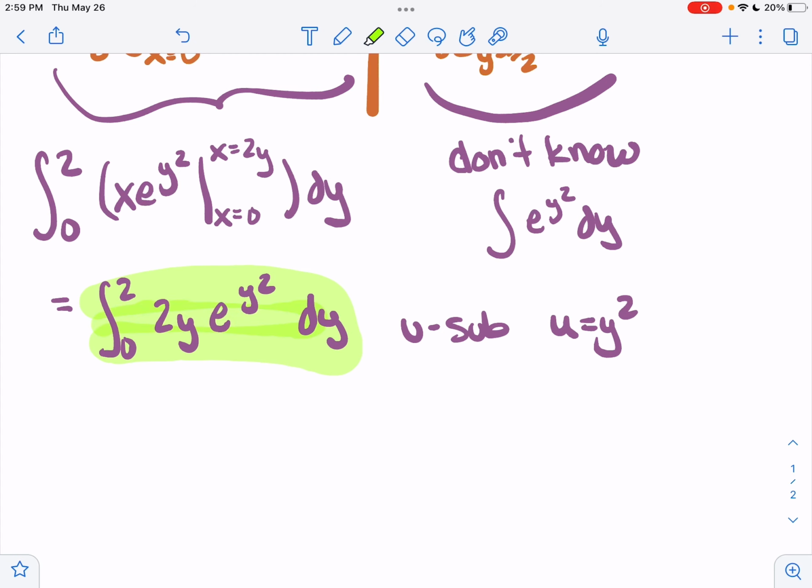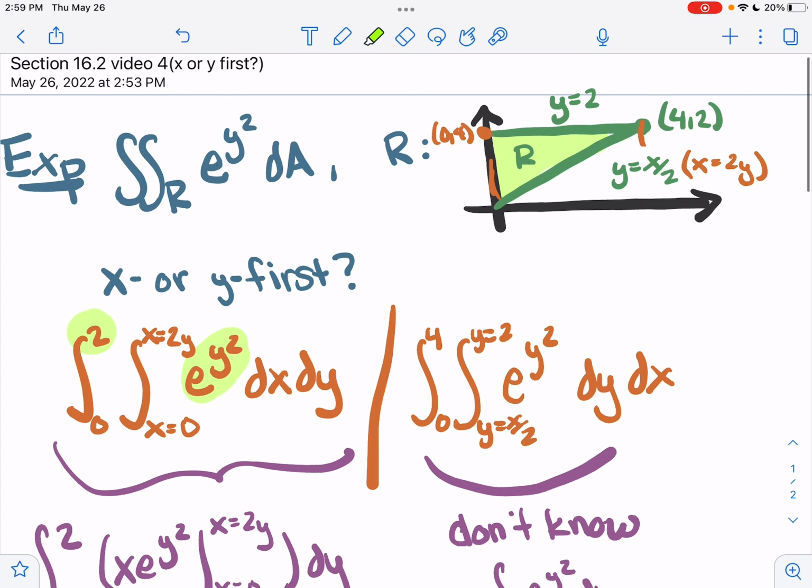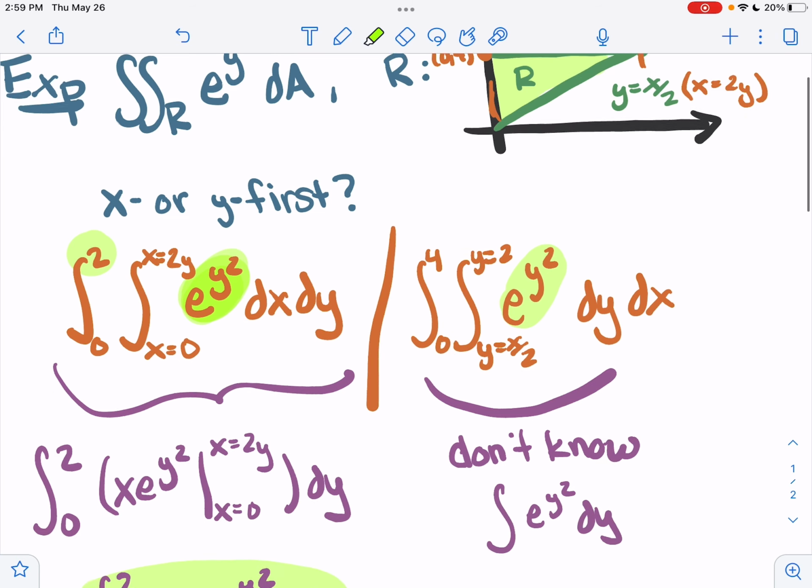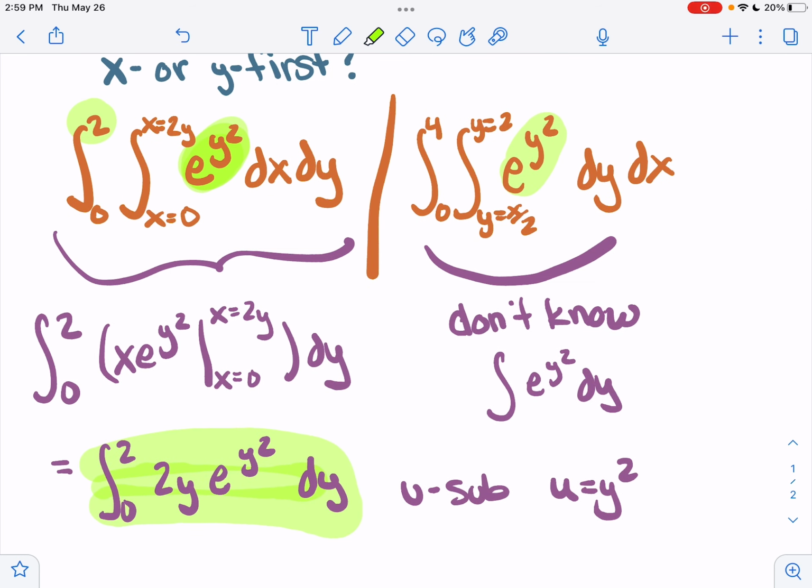So this is an interesting example because you could do it x first, you could do it y first. Geometrically, the picture, the area is fine either way, but the function we're integrating actually matters here. We can't do it y first, but we can do it x first, and so we have to do it x first. So this is an example where the actual function we're integrating dictates the order that we have to go in.